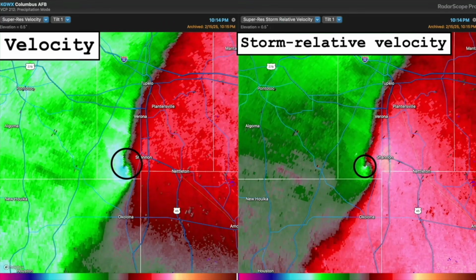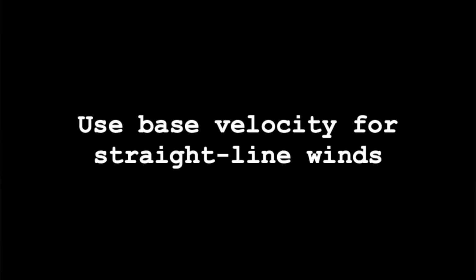in this regard. Base velocity is more effective in identifying straight-line wind gusts, including downbursts, particularly at the lowest elevation angle.